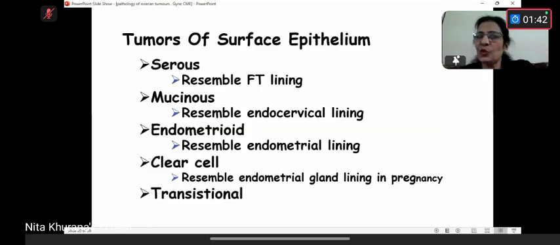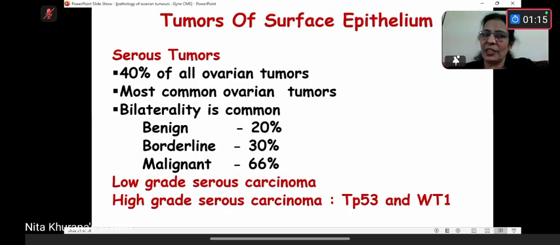So this is about the tumors of the surface epithelium. To summarize, serous tumors resemble the fallopian tube lining with cilia on top of the surface. Mucinous resemble the endocervical mucinous lining. Endometrioid resemble the endometrial lining. Clear cells resemble the endometrial glands during pregnancy, and transitional cells resemble the transitional epithelium of the urinary bladder. So these are the five important groups of the surface epithelial tumors.